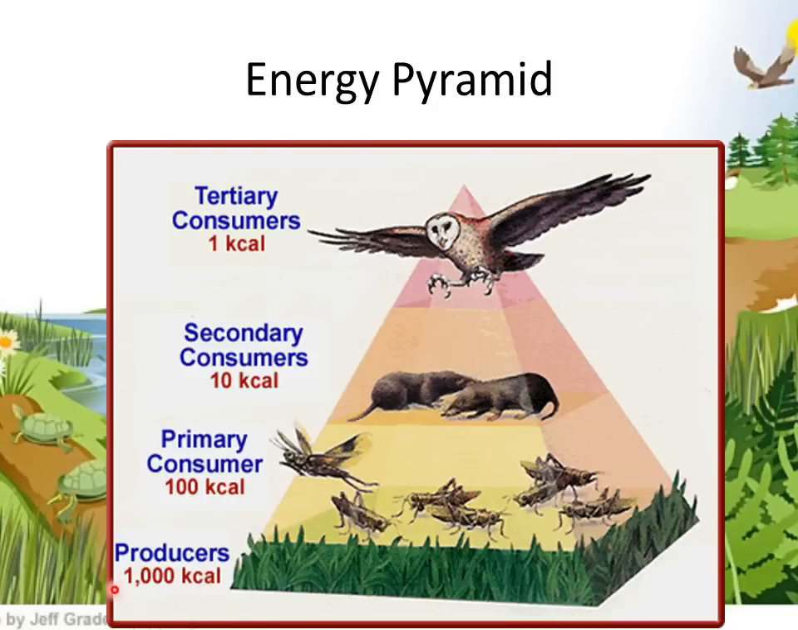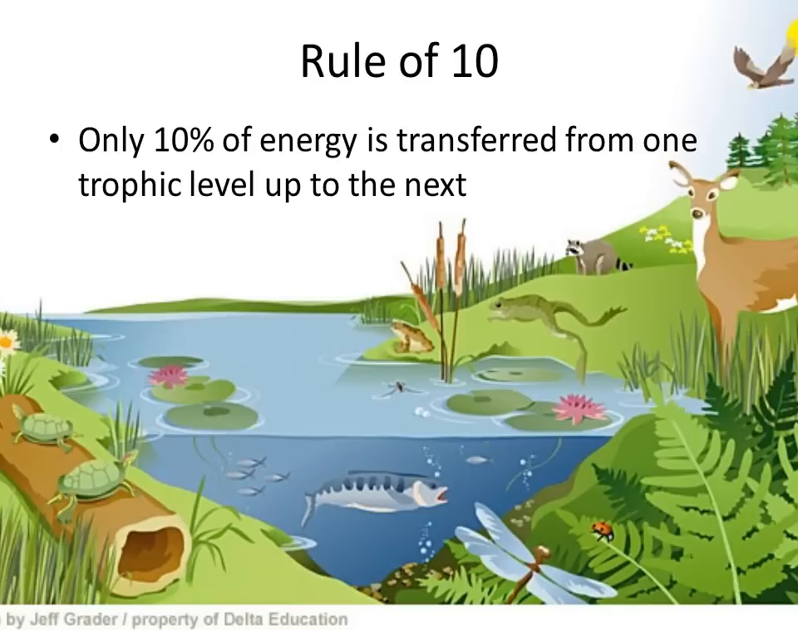So that's why you see 1,000 kcals, that's like 1,000 calories. If there's 1,000 calories of the producers, only 100 calories of it really gets transferred onto these primary consumers, the grasshoppers. And again, only 10% of that gets transferred up to secondary, and only 10% of that gets transferred up here. You lose a lot of energy going up the energy pyramid. And that's called the rule of 10, that only 10% of energy is transferred from one trophic level up to the next.